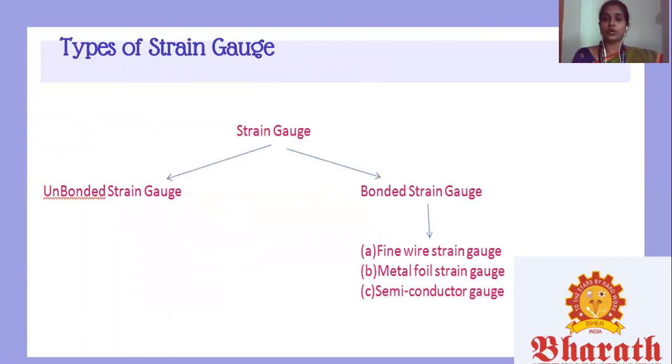Types of strain gauges. Strain gauges are broadly classified into two types. One is unbonded strain gauge. Another is bonded strain gauges. Under bonded strain gauges, there are three types: fine wire strain gauge, metal foil strain gauge, and semiconductor strain gauges. We will see all these one by one briefly.